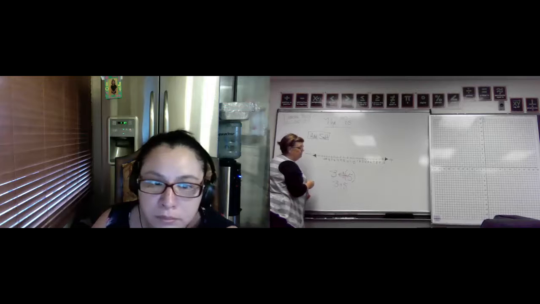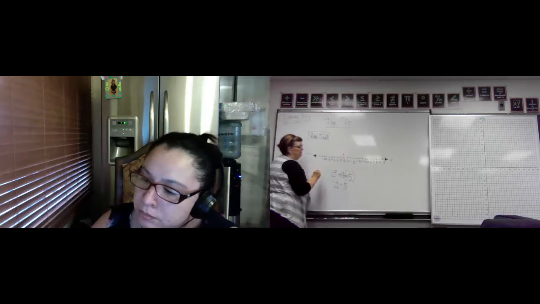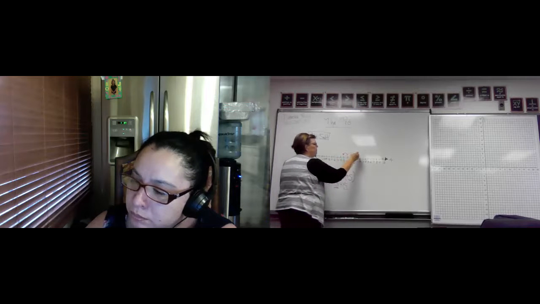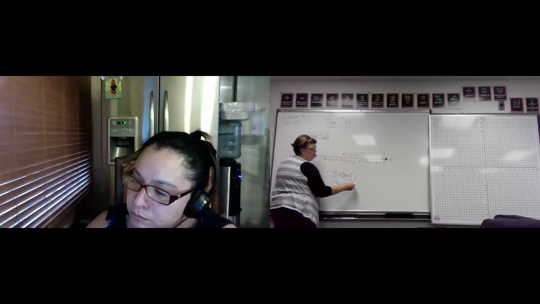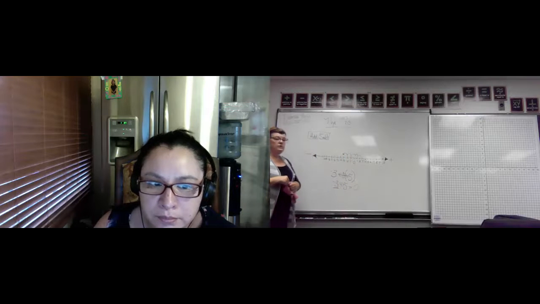And so we started at -3, and it says to go in a positive direction 5. 1, 2, 3, 4, 5. And so your answer is going to be a +2. Is everybody okay with the number line?